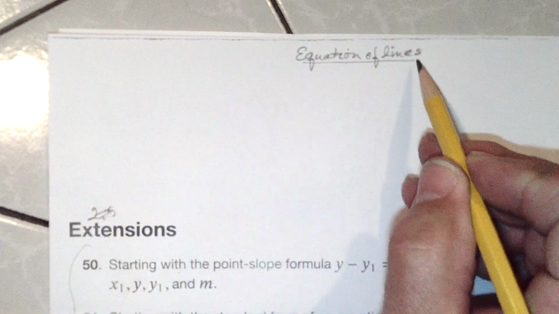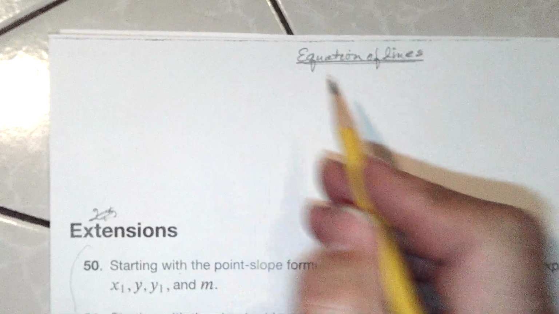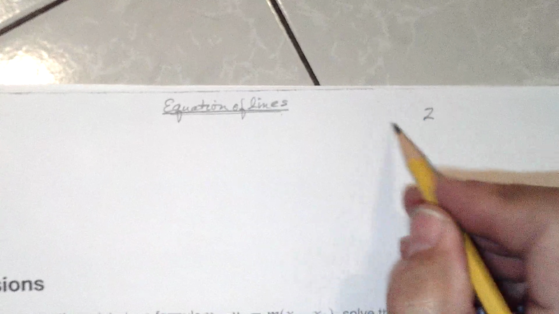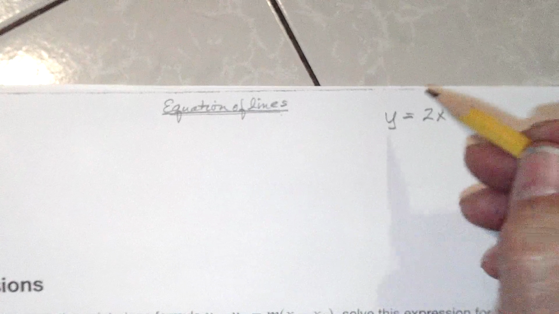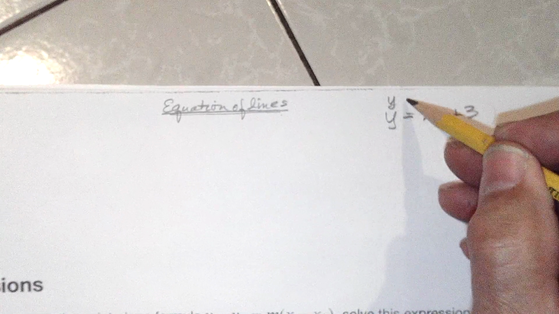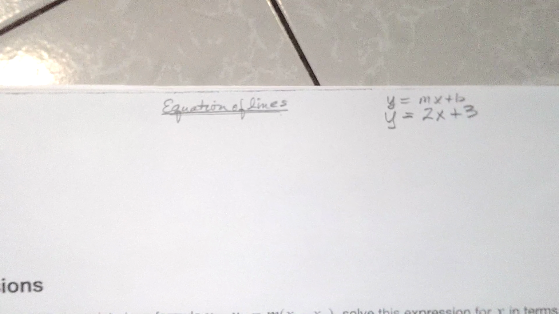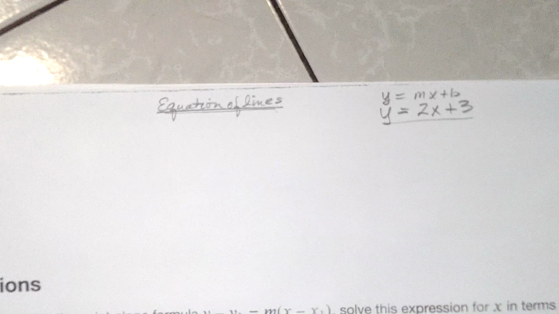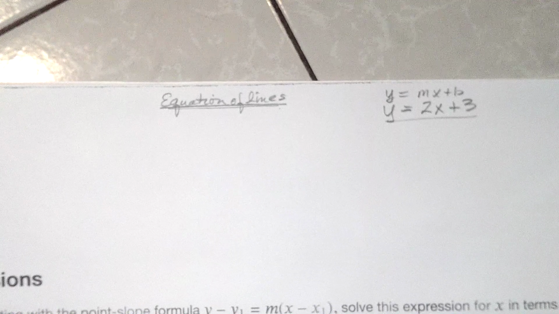Okay. First of all, you need to know what an equation of a line means. For instance, if I said y equals 2x plus 3, that's in the form that many of you may have seen in earlier classes, y equals mx plus b. An equation is just a way to match x's with y's.